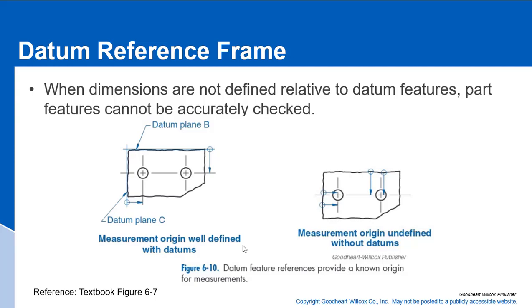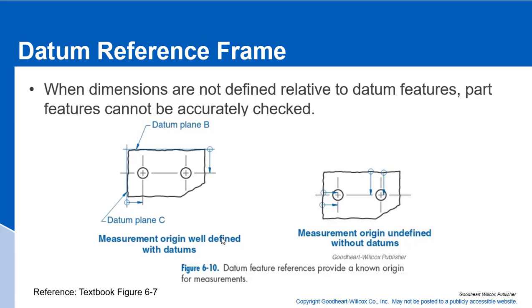Okay, so why do we use datum reference frames to measure part features? Well, essentially, it gives you a much better check of the parts. We can argue that if you weren't using datums and GD&T and you're just dimensioning these holes using plus or minus tolerances, you really don't know where you're at. You really don't know what your parts are, and you really don't know if your parts are going to fit.